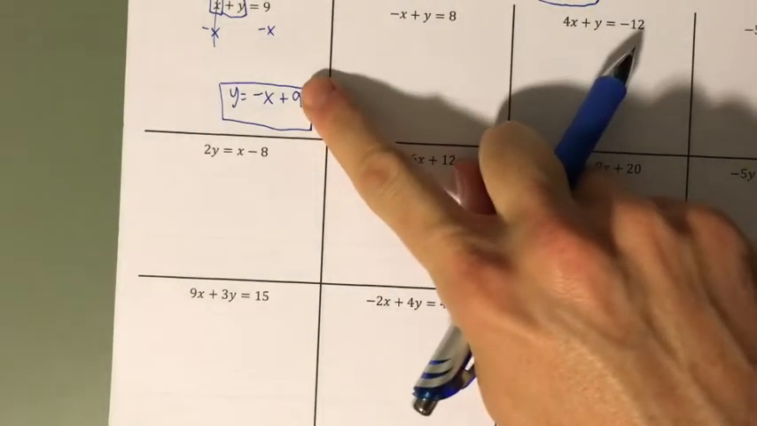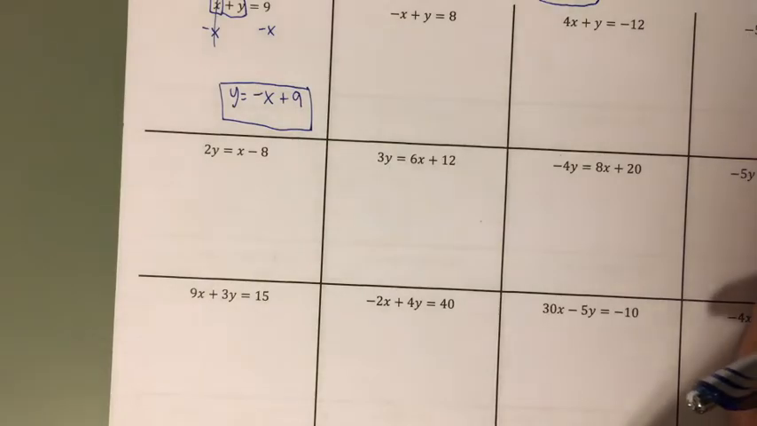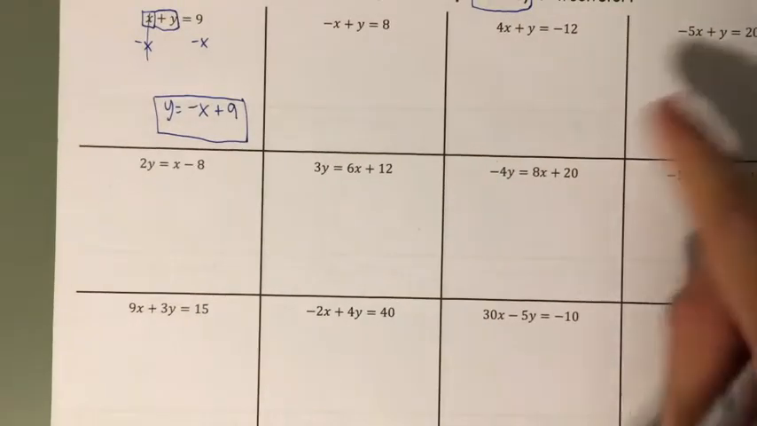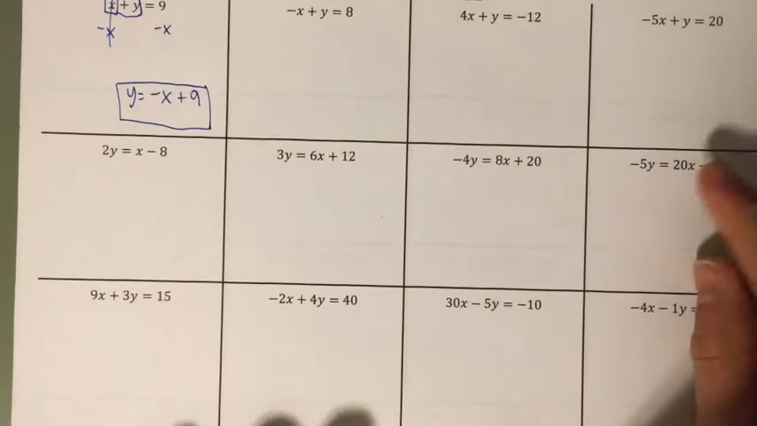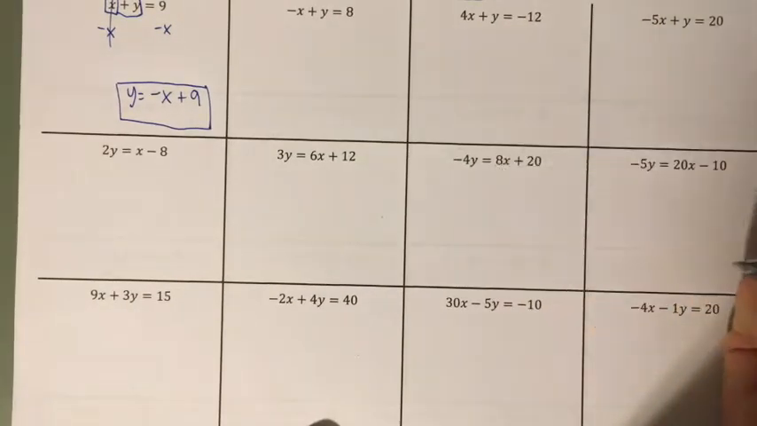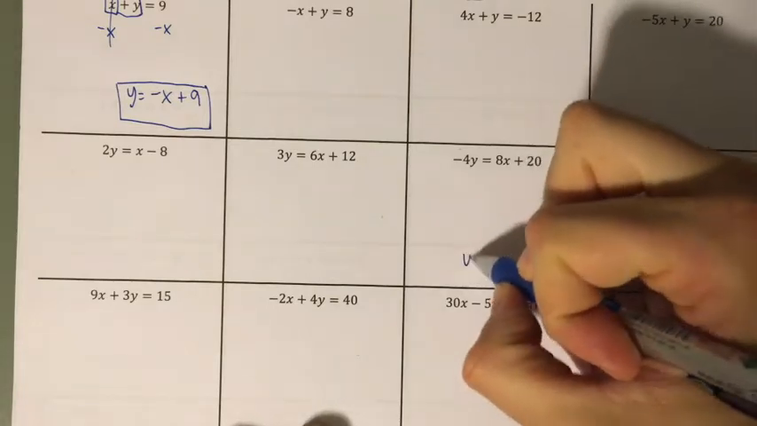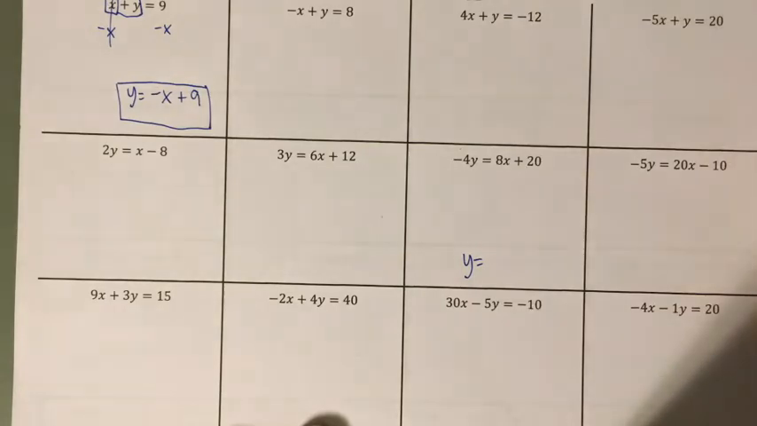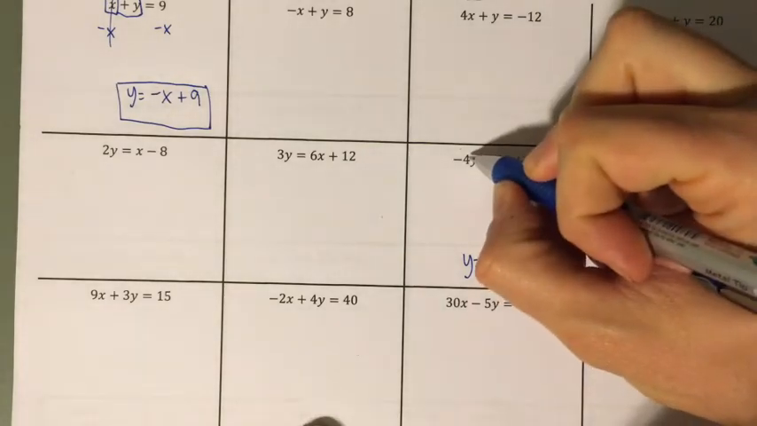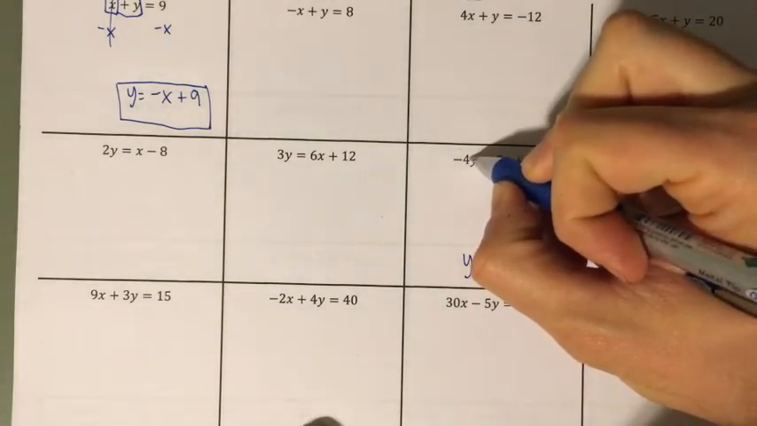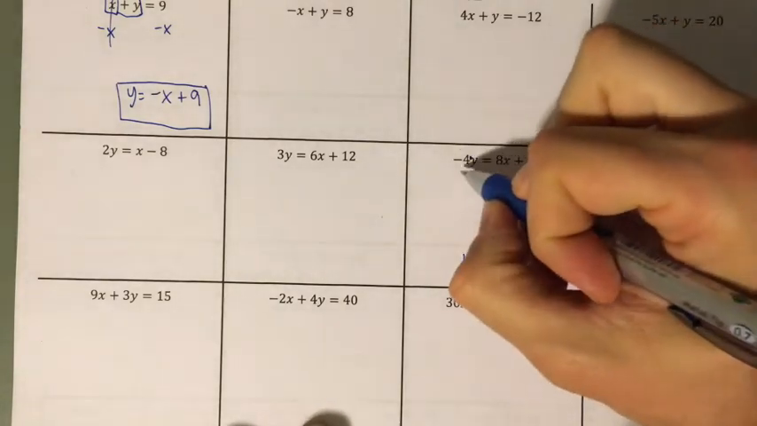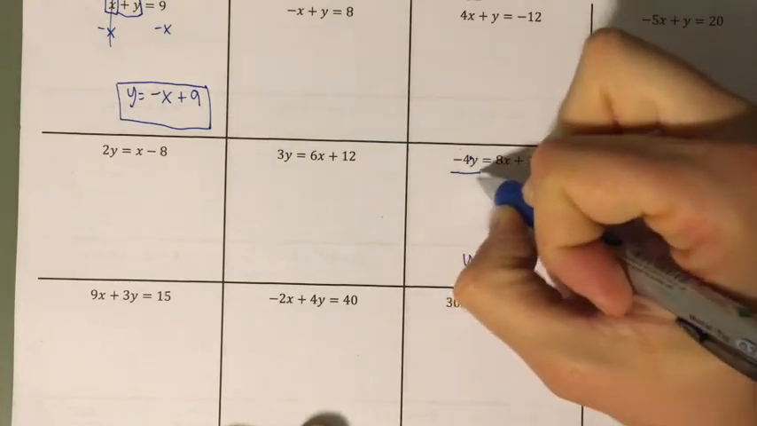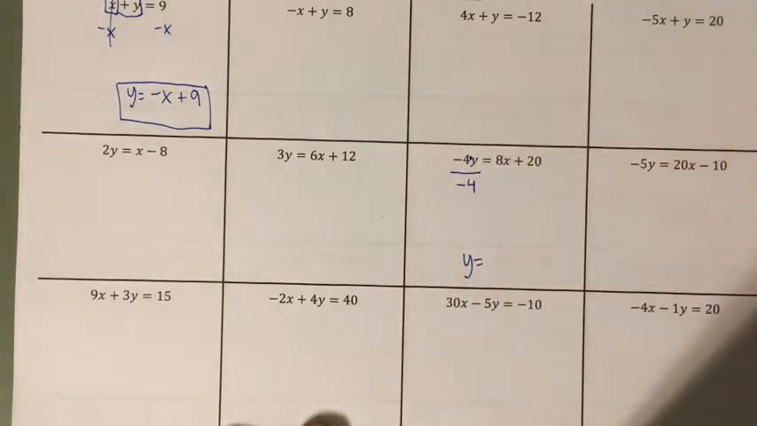So if you can do that one, this row here is pretty much the same thing. So then here, we could pick any of these and kind of use as an example. I'll just pick this one with the negative. So negative 4y equals 8x plus 20. In this case, to get y by itself, we just need that negative 4 to go away. So I have to think about what's happening between the negative 4 and the y. It's being multiplied. So all I'm going to do is do the opposite. So I'm going to divide by negative 4.